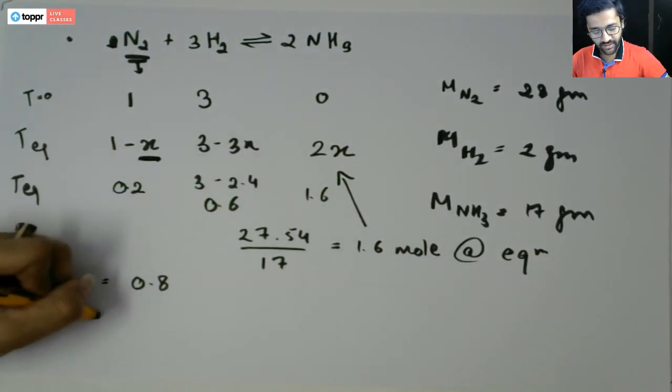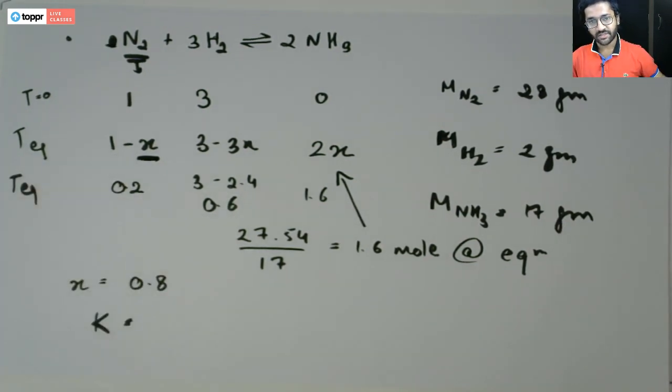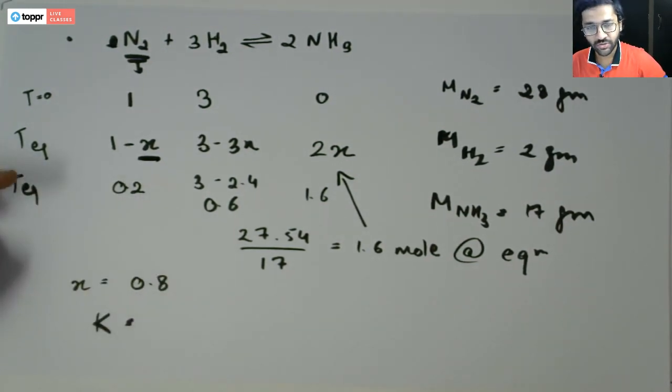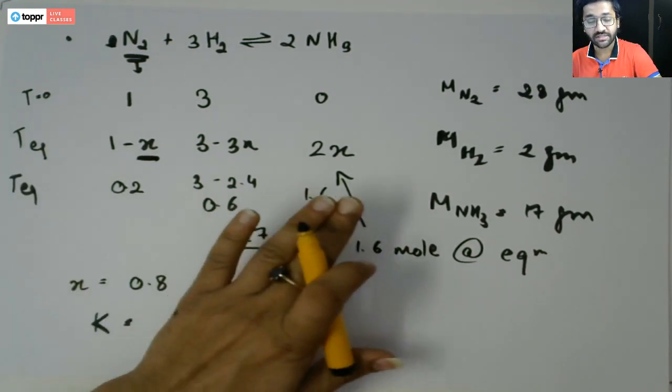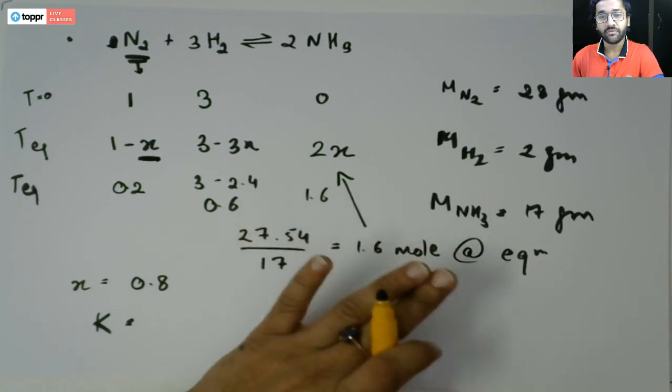So now we can calculate K easily by substituting the concentration terms. Now we have the volume also. The volume is 1 liter. So these are just the moles, correct? So we need to divide the whole mole with the volumes.